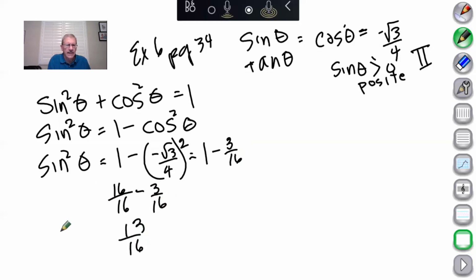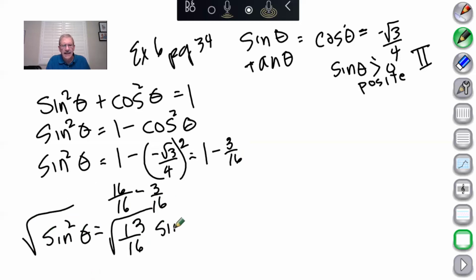And now we know what sine squared theta is equal to, but we want to know what sine theta is. So we're going to take the square root of both sides, and for sine theta, we want to take the top and the bottom. Sine theta is the square root of 13 over 4. And now we know what sine of theta is. So, a nifty little way of finding the sine of theta.